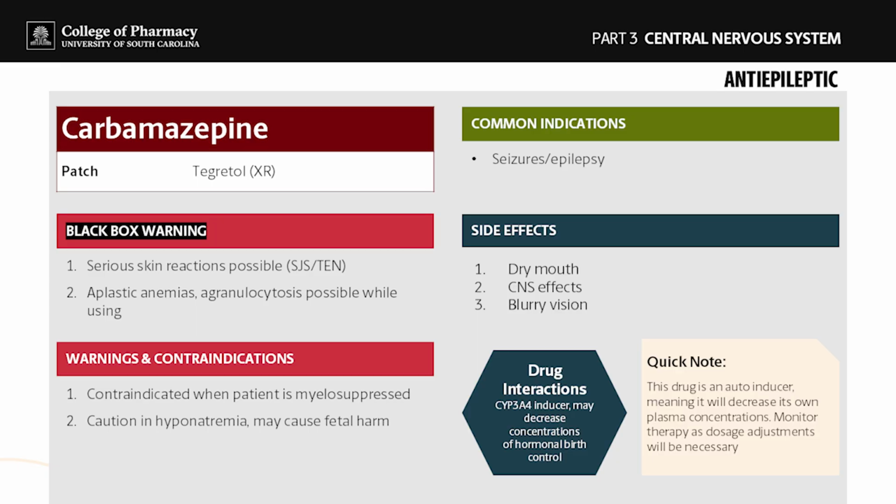Now, another important counseling point is it's a CYP3A4 inducer, which means that it may decrease the concentrations of hormonal birth control. You got to tell your patients that for sure, especially if they're taking birth control pills.